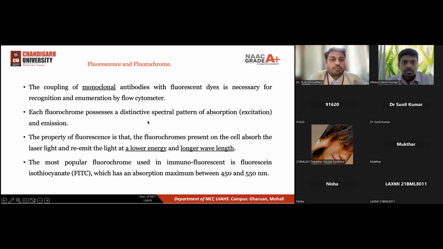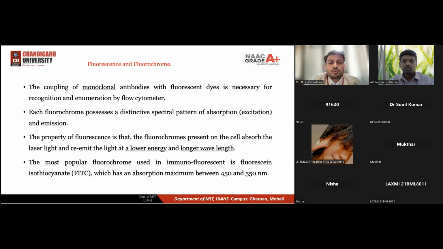So each fluorochrome has a distinctive spectrum pattern of absorption and emission. So two things here: one is absorption and second is emission. What is absorption? Any colored substance has the nature to absorb light, that you know. We can also call it excitation, and emission means how much it emits. So the property of fluorescence is that the fluorochrome present on the cell absorbs the laser light and re-emits the light at a lower energy and longer wavelength. This is one of the basic principles of these things.